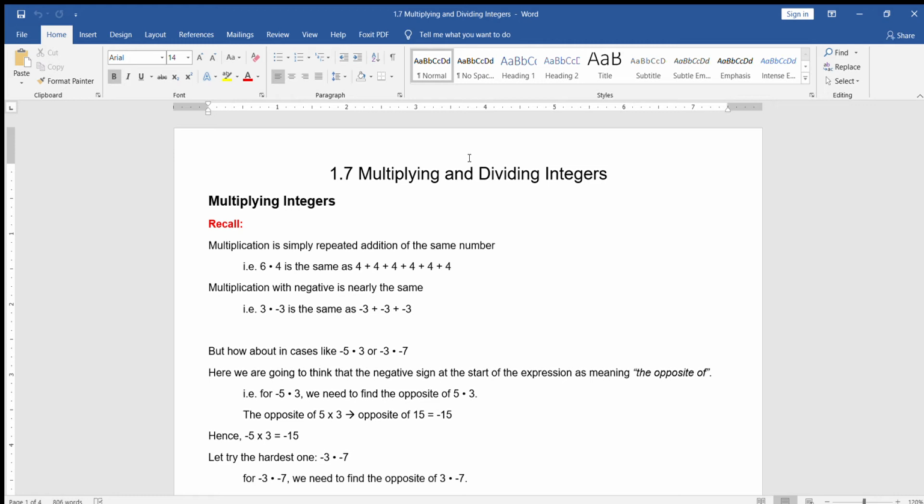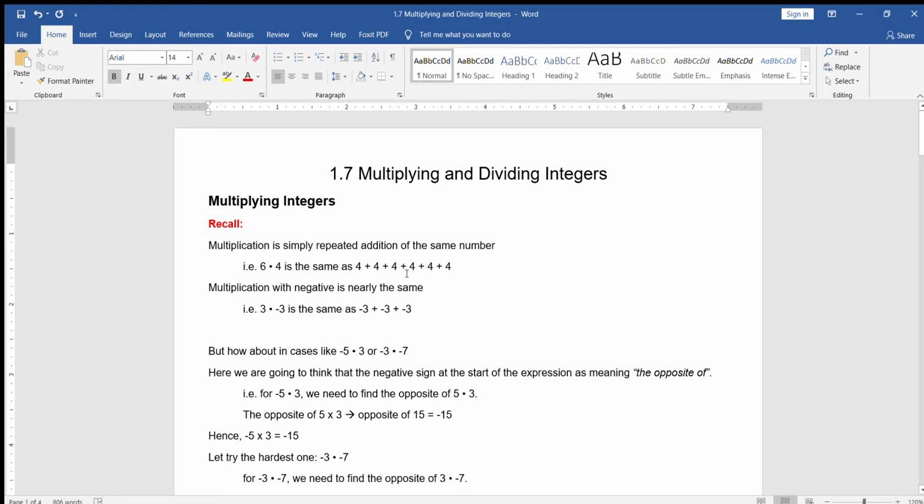learning multiplication basically makes you good. If you know how to multiply integers, you're basically good with dividing integers. What do I mean by that? Well, we'll get to that later, but for now we're going to study multiplying integers. Hopefully you remember that multiplication is simply repeated addition of the same number, i.e. 6 times 4 is the same as 4 plus 4, 6 times.